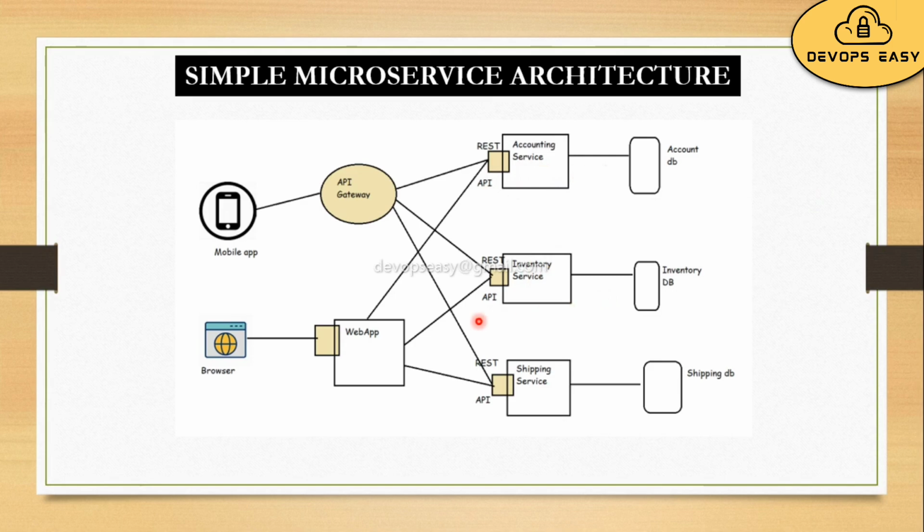So this is the basic workflow. Whenever I hit from the browser, the request will go to the app server, and from there, suppose I hit the shipping service, then the request will automatically go, and the traffic will go to this service. So depending upon my search, the traffic will automatically go to that particular box.